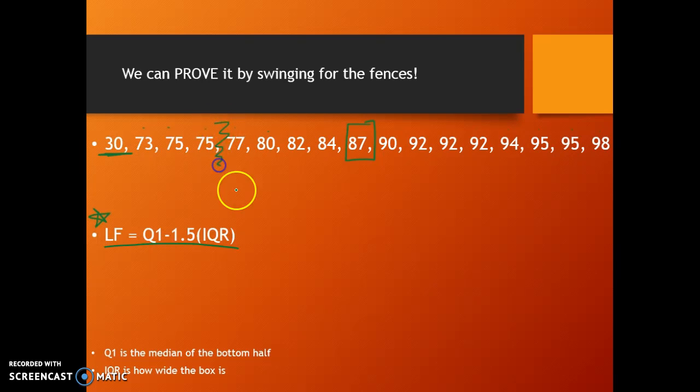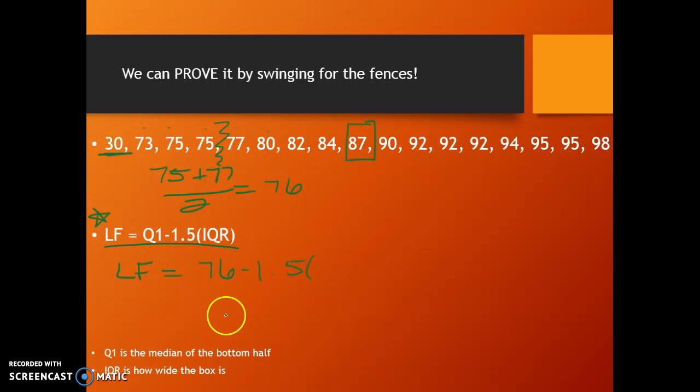So to find the quartile 1, we need to find the median of the lower half of the data set. That value is going to be somewhere in between 75 and 77. And in fact, it's going to be exactly halfway in between. When we calculate the average of 75 plus 77 and divide that by 2, we come up with a value of 76. Quartile 1 is 76. So let's rewrite this formula. Quartile 1 is 76. 1.5 is just 1.5.